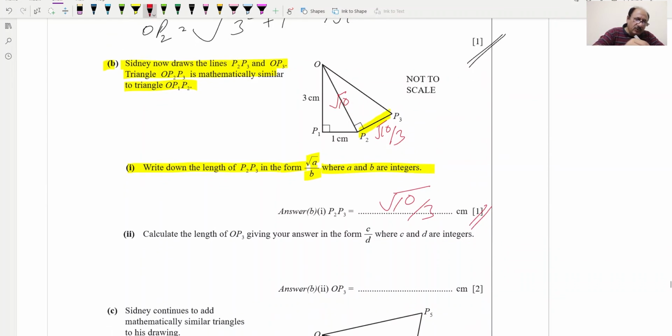Now they are saying calculate the length of OP3 in the form C over D. OP3 is which one? OP3 is this length. So we need to again apply Pythagoras theorem.